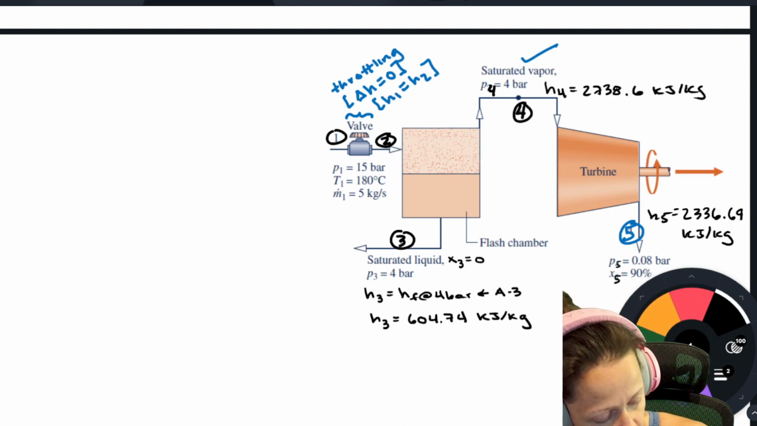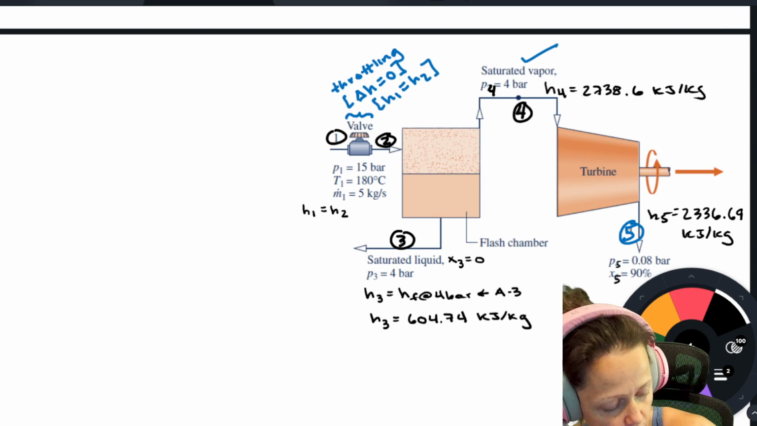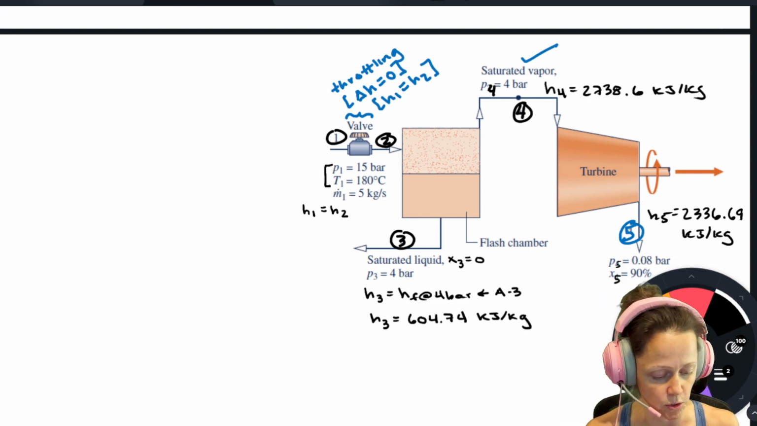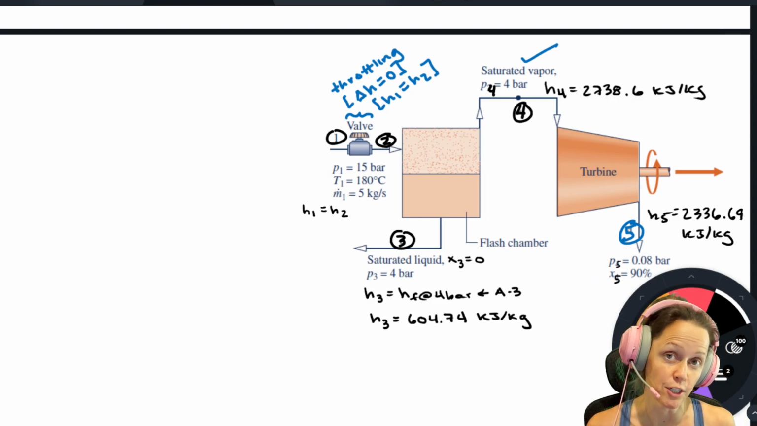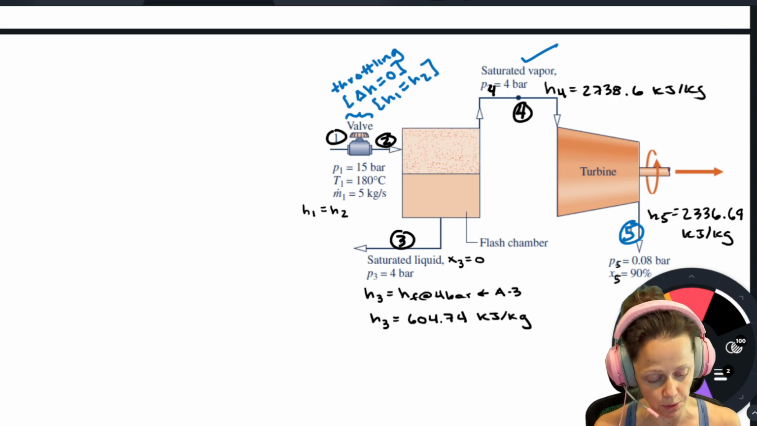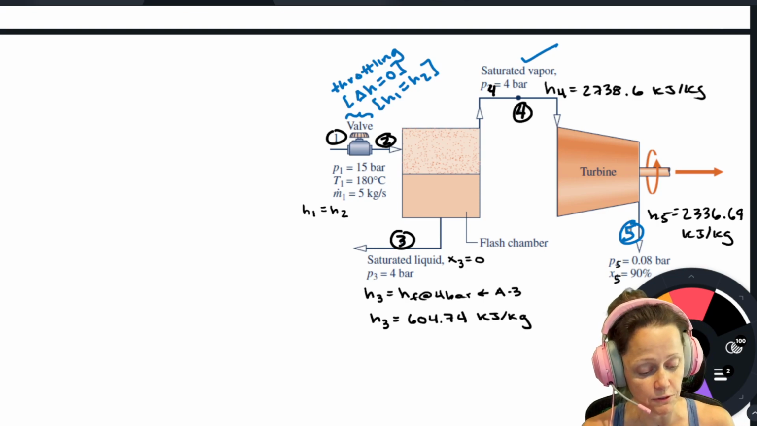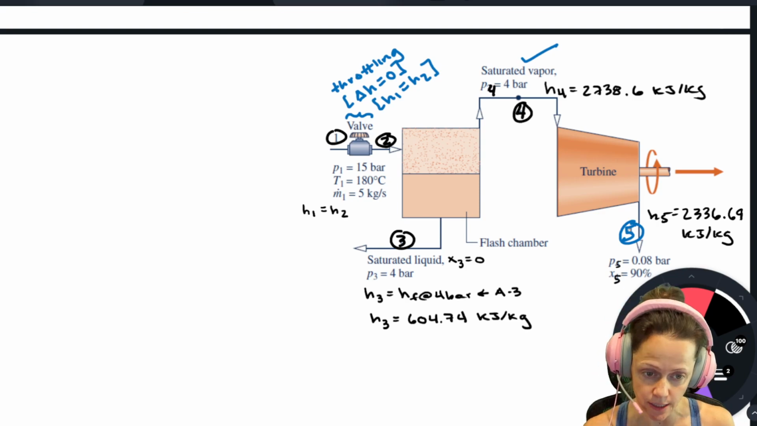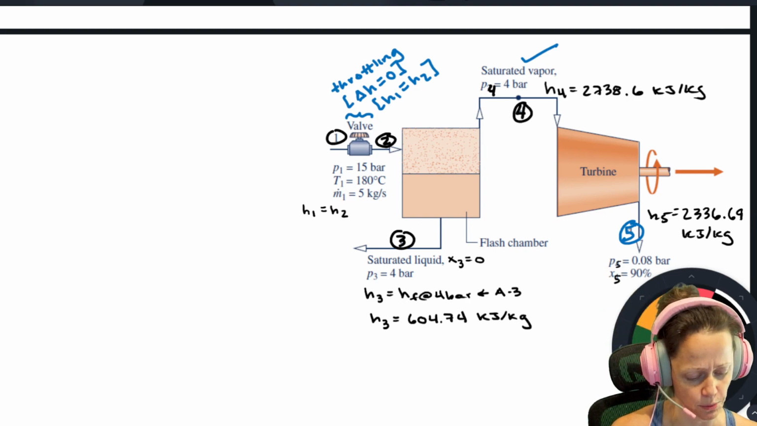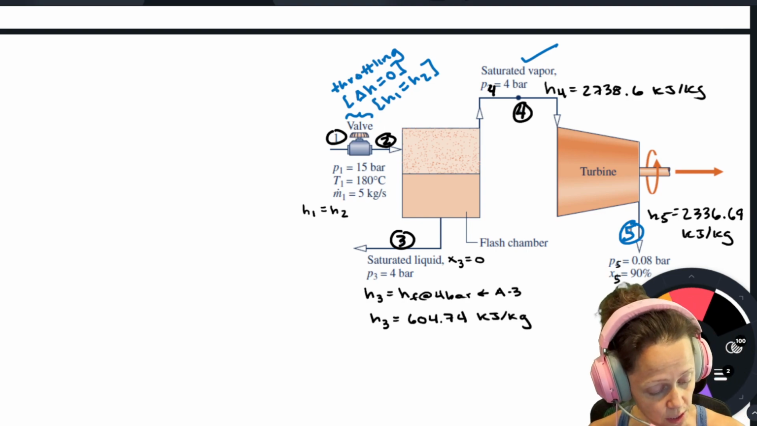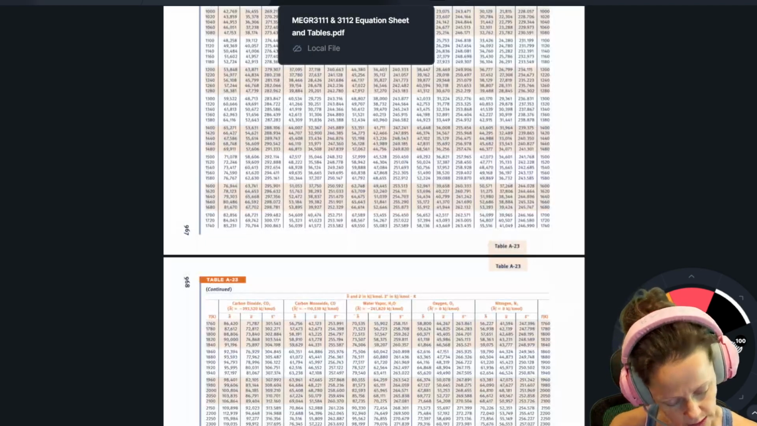So I'm going to write that here. I know that H1, same as H2, based on this pressure and temperature. What we'll find is that at that pressure and temperature, it's actually superheated. So at 15 bar and 180 degrees Celsius, actually, let's see. Is it superheated? I don't know. Let's go see. 15 bar, 180 degrees. Let's go look.